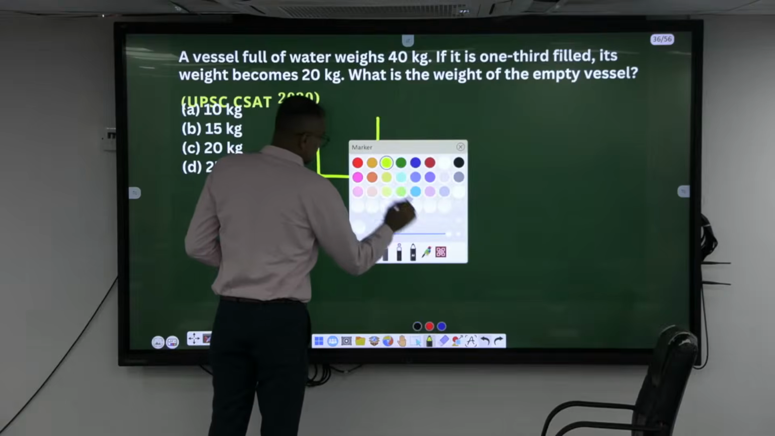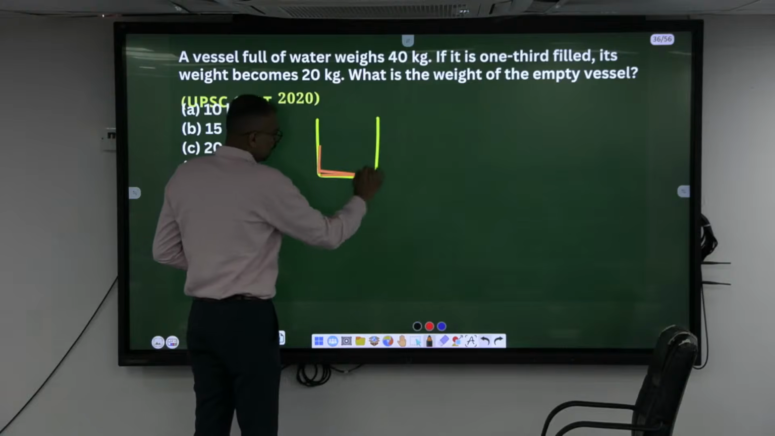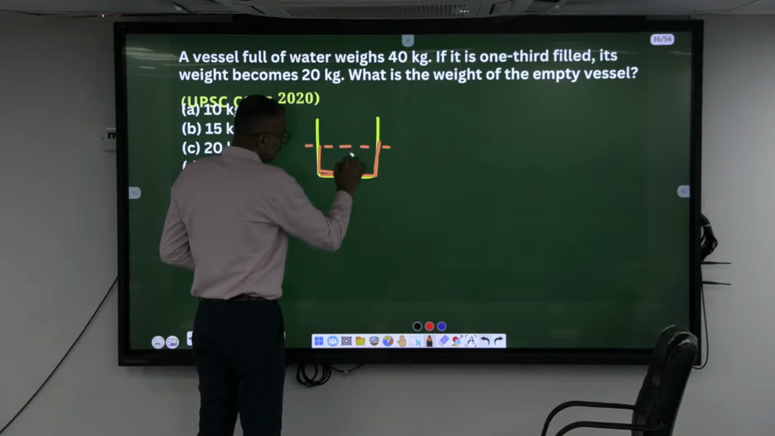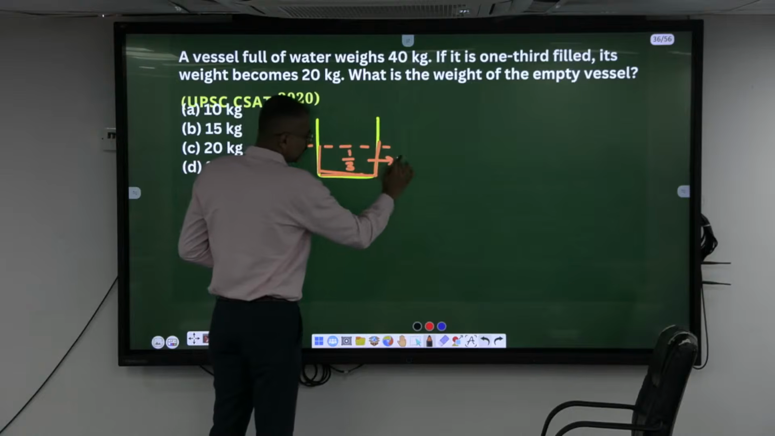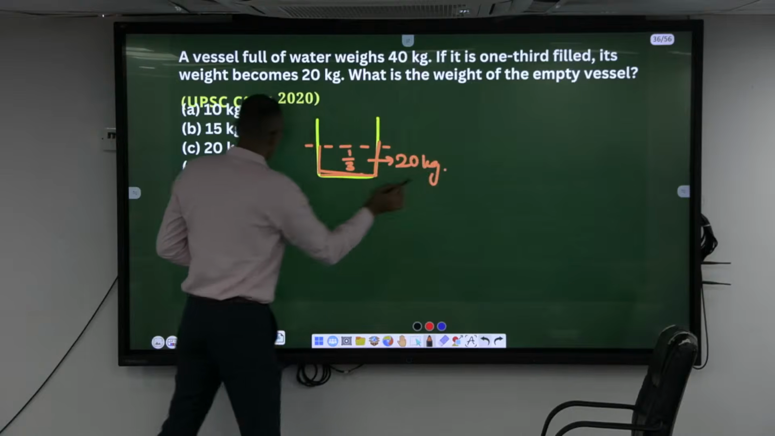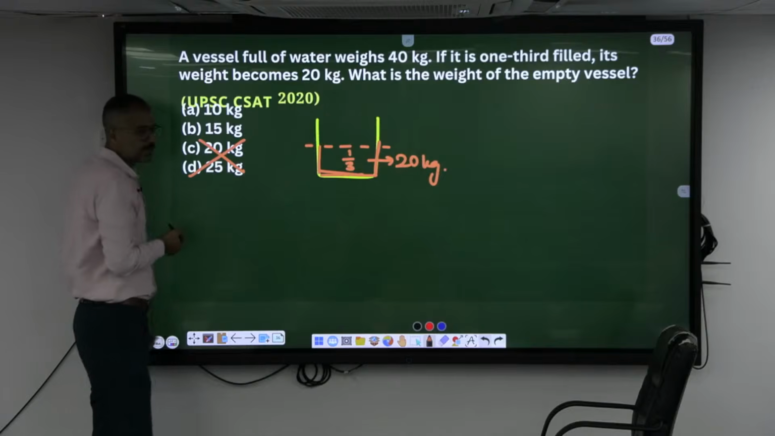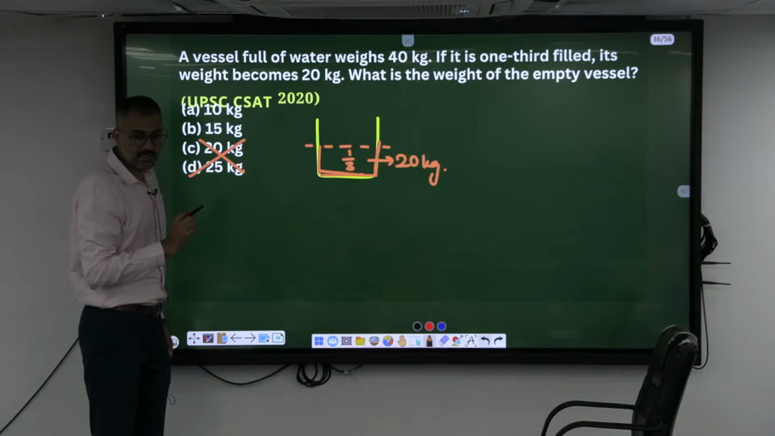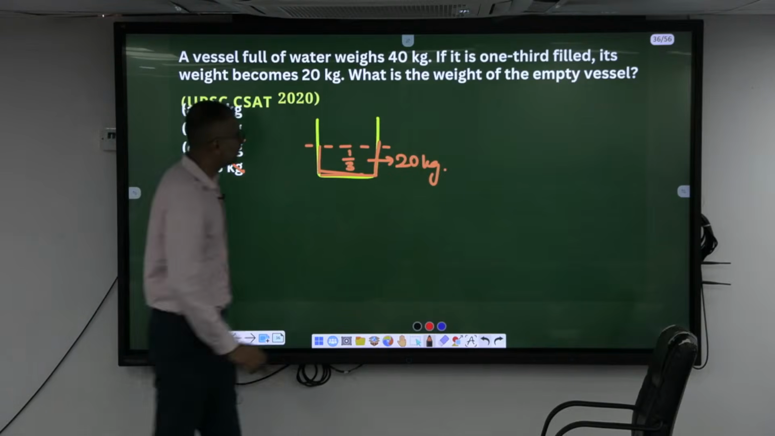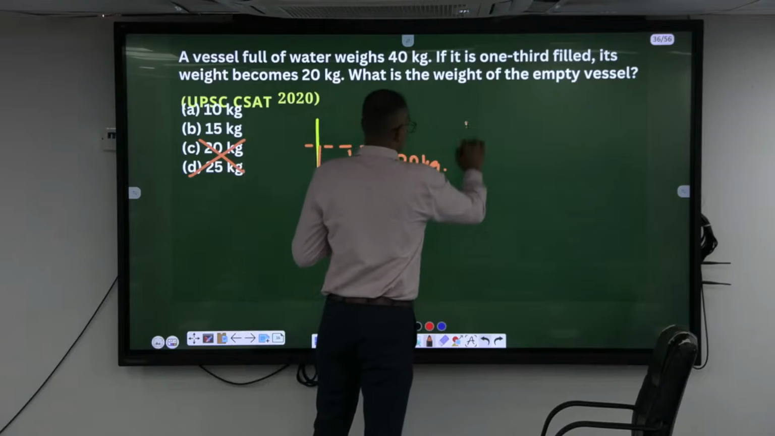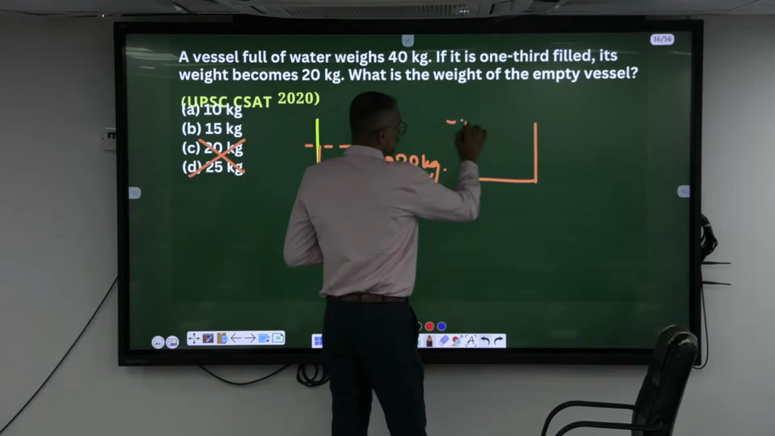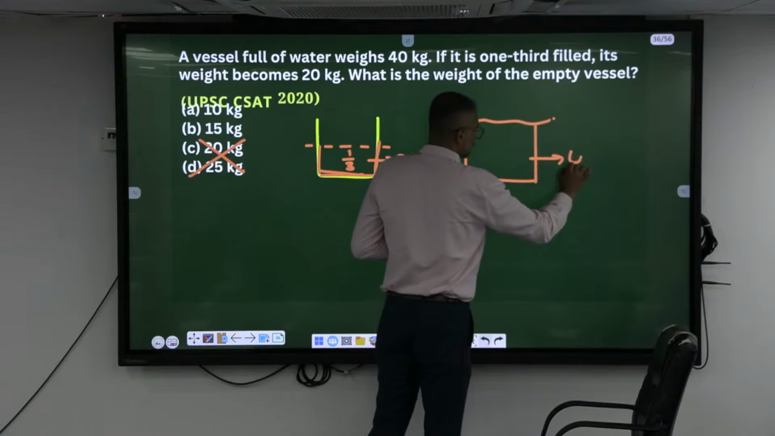See, including the weight of the vessel, if I fill it to 1/3, what is the weight here? 20 kg. So it can't be these two options, isn't it? Including vessel weight, are they? Right, madam? Okay. Now, when it is completely filled here, what is the weight here? 40 kgs.